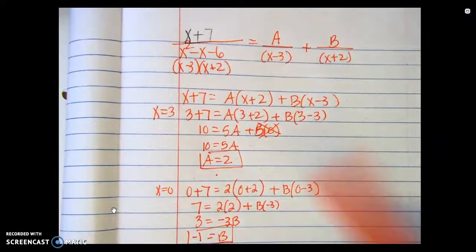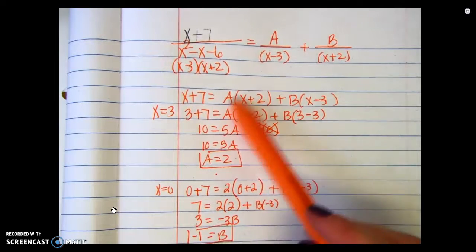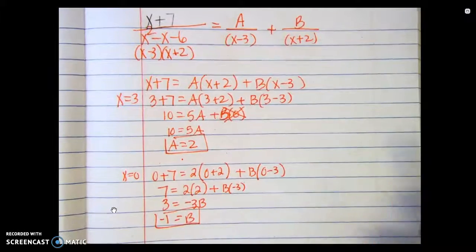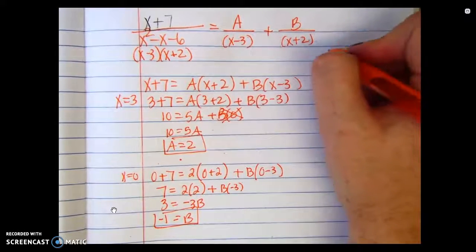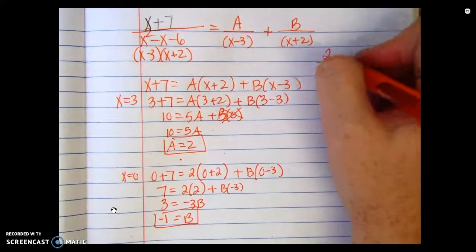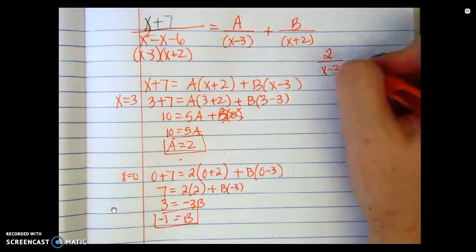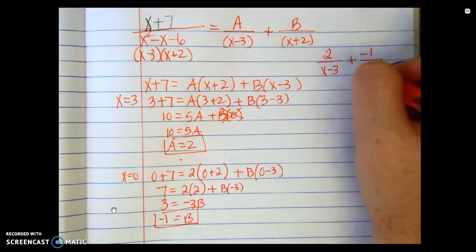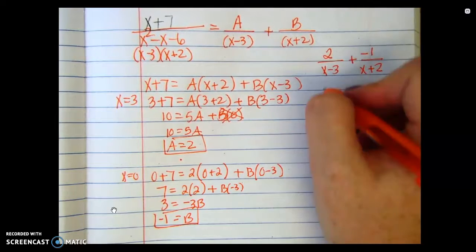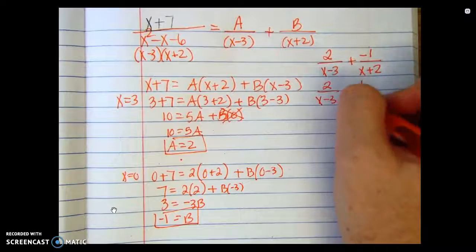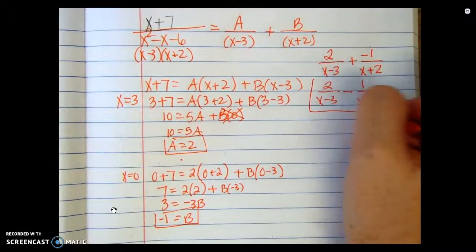The thing about these is one wrong sign is going to change the course of everything that you do. So what did your final answer look like? Your final answer is you take your values and you substitute them back in. So a was 2, so that's 2 over x minus 3. And I could write this as plus negative 1 over x plus 2, or I could write this as 2 over x minus 3 minus 1 over x plus 2.